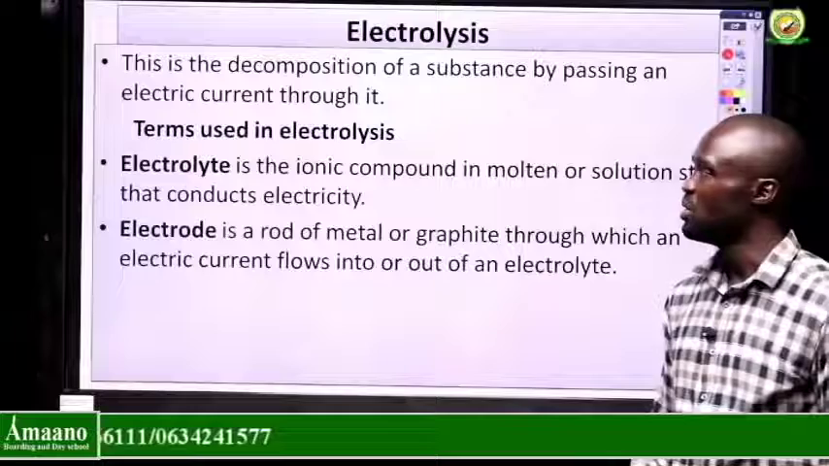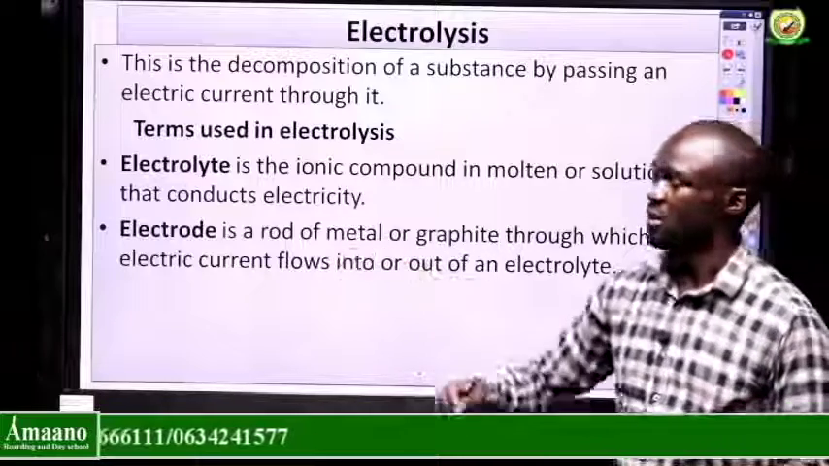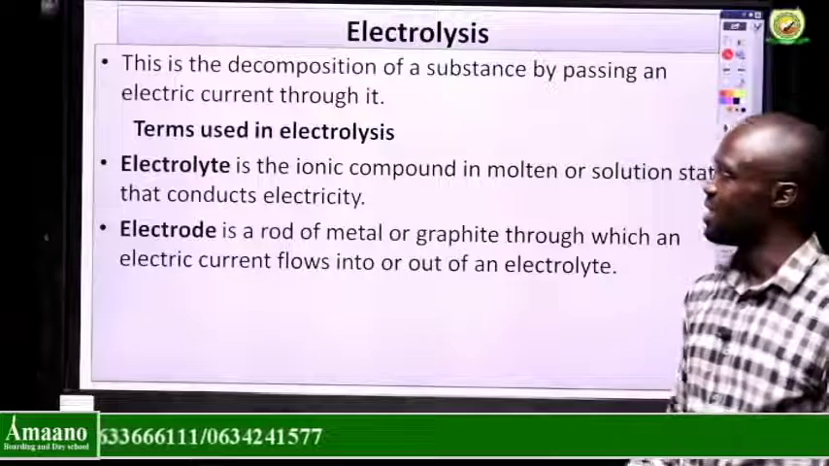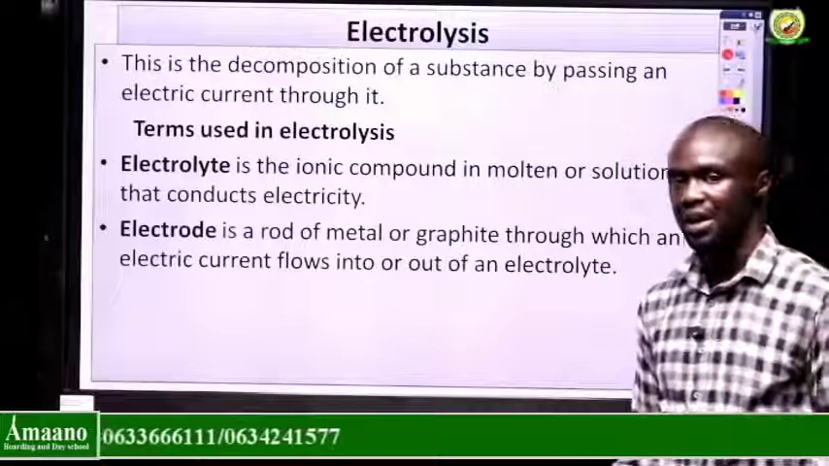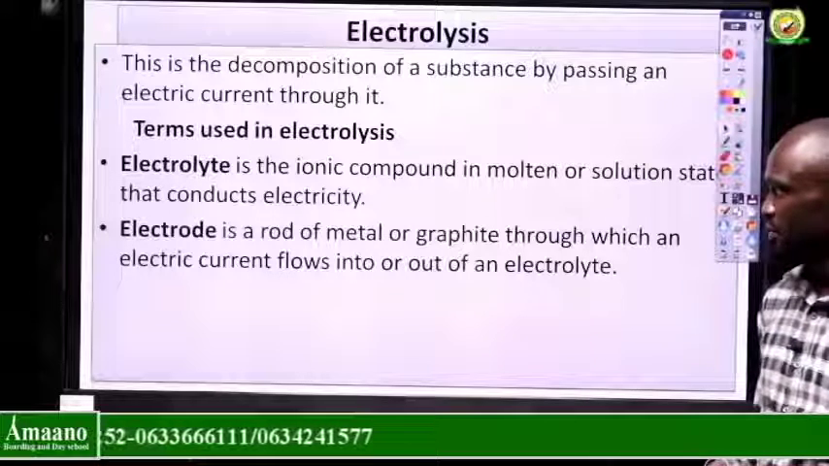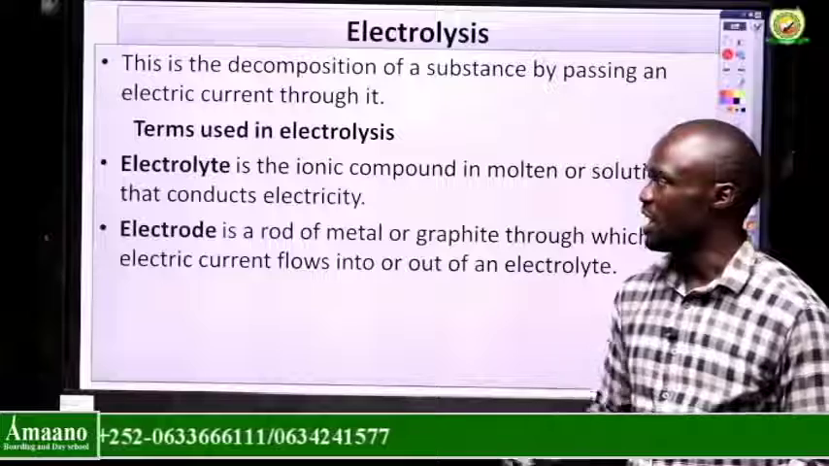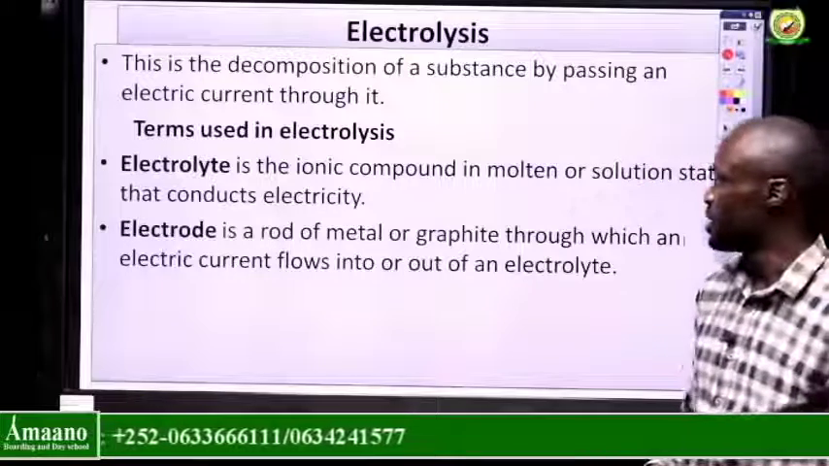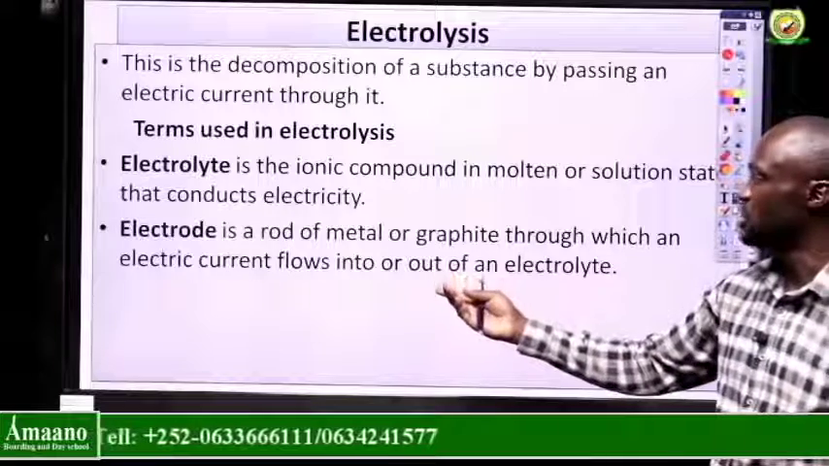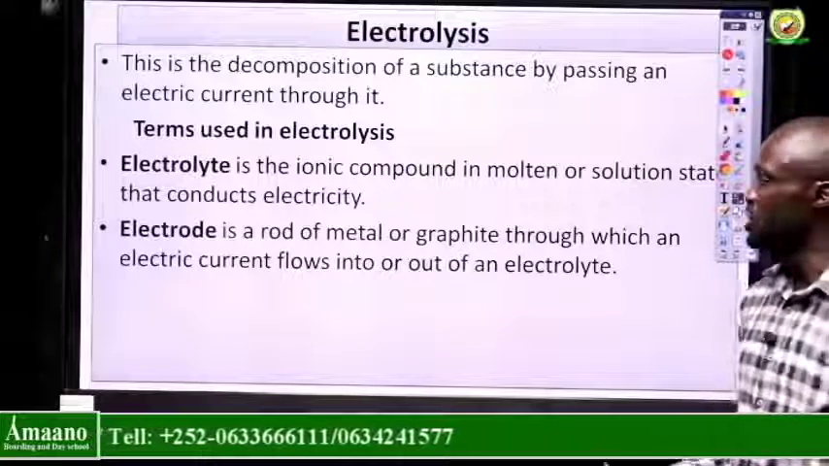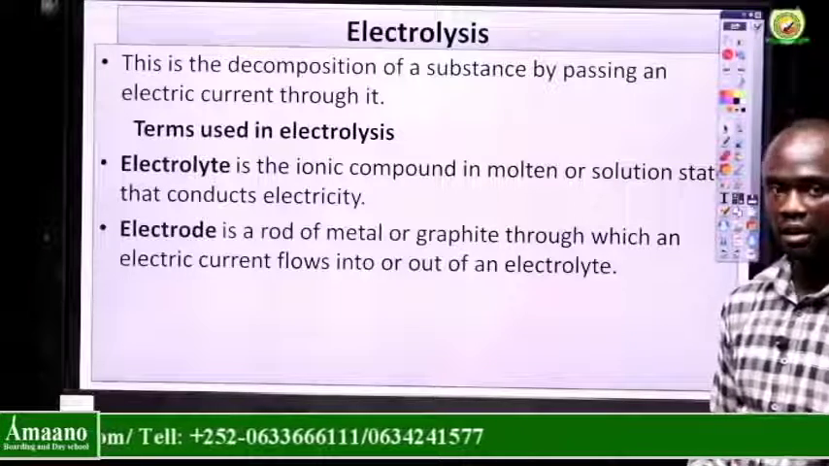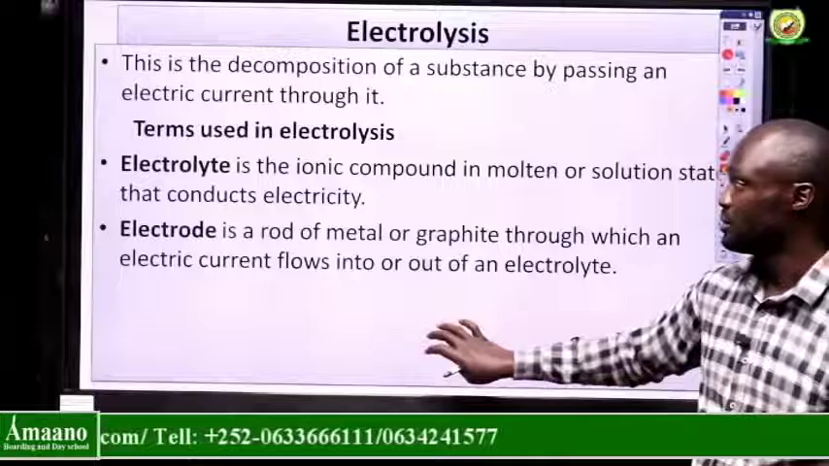For example, we have what we call electrolyte. Electrolyte means an ionic compound that can conduct electricity either in molten state or in solution form. Then we have what we call an electrode. An electrode is a rod which can be made up of metals or graphite, through which electric current can flow into or out of the electrolyte in an electrolytic cell.